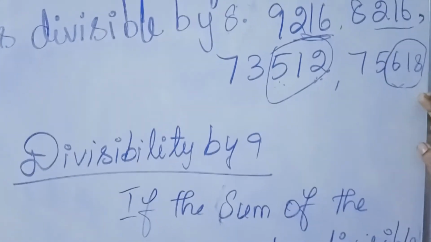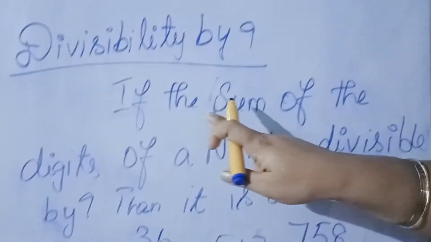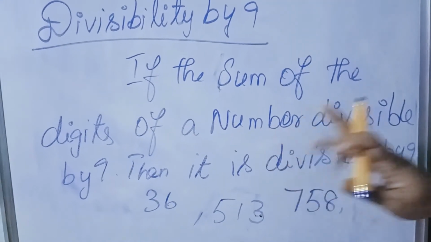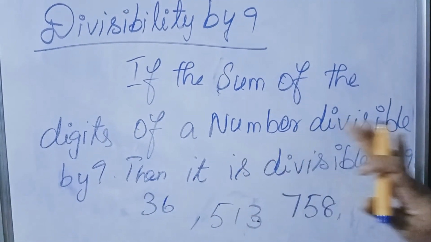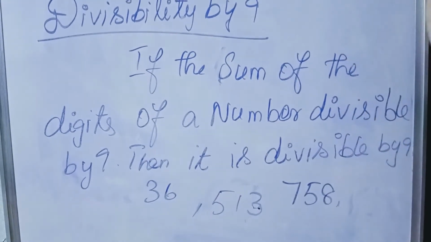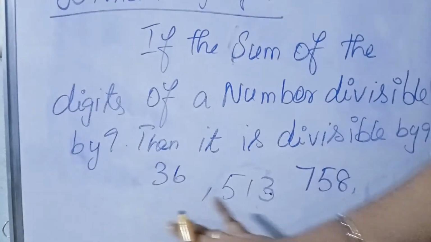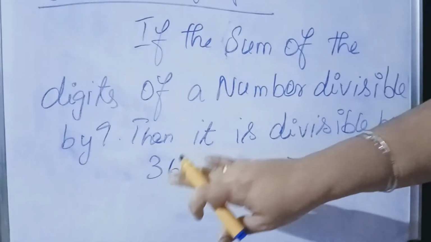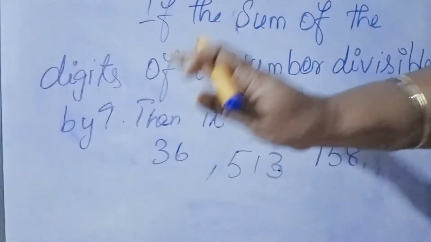Now we are going to see the rule for divisibility by 9. If the sum of the digits of a number is divisible by 9, then the number is divisible by 9. Same like divisibility by 3. You have to add the digits. Sum of the digits means you have to add these numbers. If the answer is divisible by 9, then the whole number is divisible by 9.